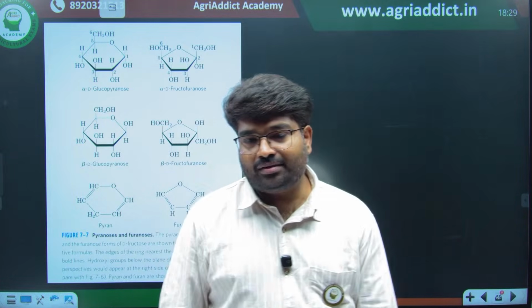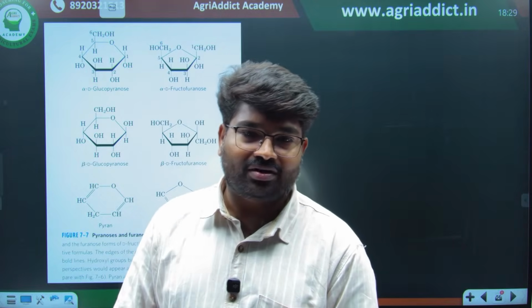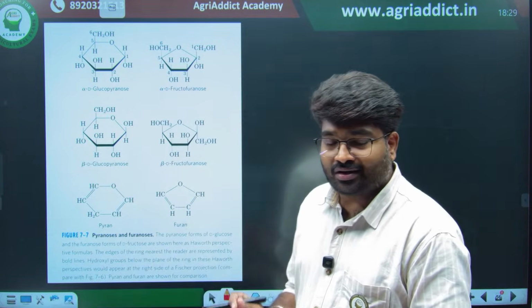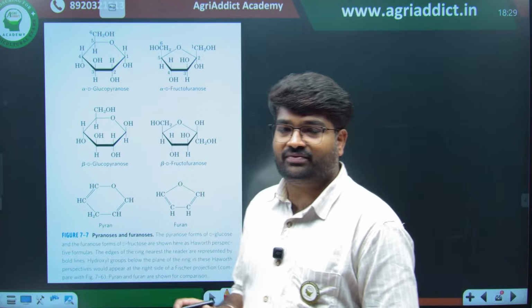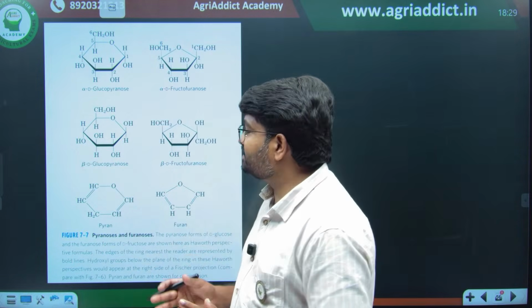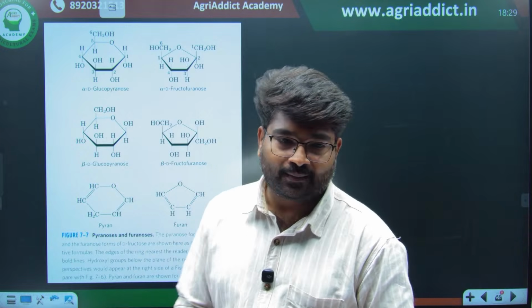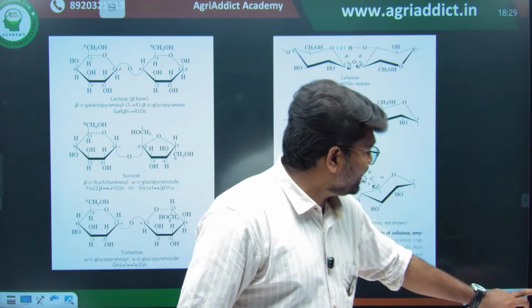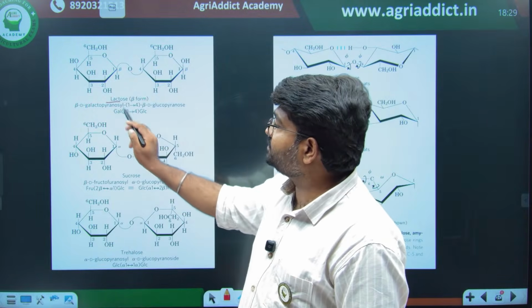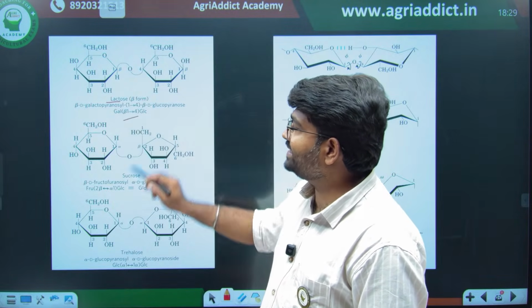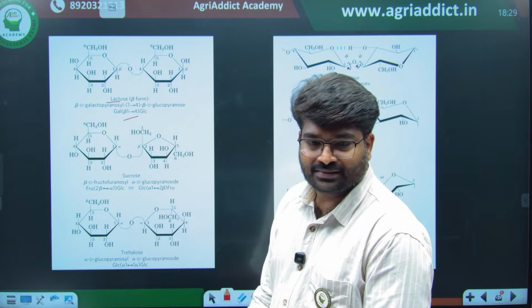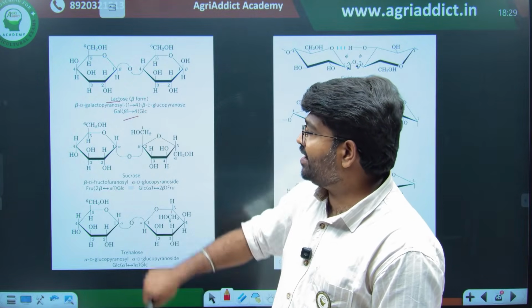Then another most important thing: questions they will ask from the basics of carbohydrates are about the linkages present between disaccharides. Different disaccharides will have different linkages. That is a very important question. For example, lactose is made up of glucose and galactose, and the linkage will be beta 1,4.